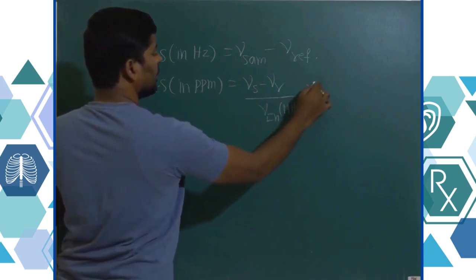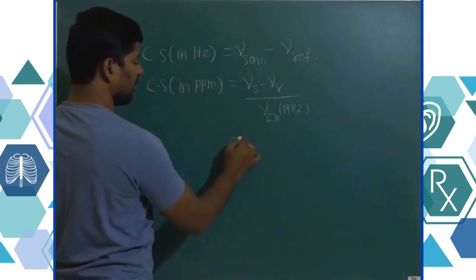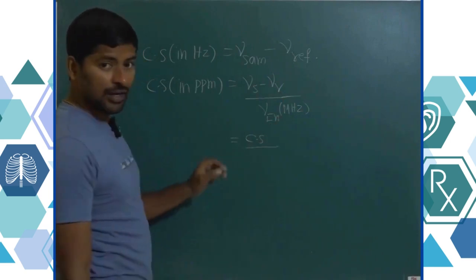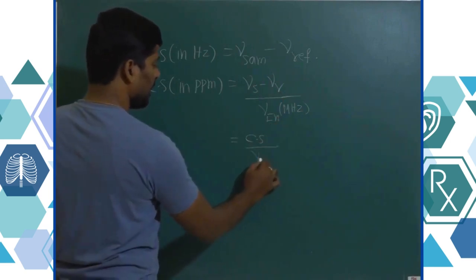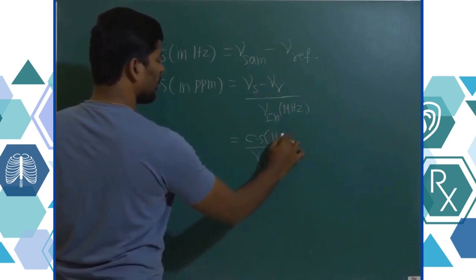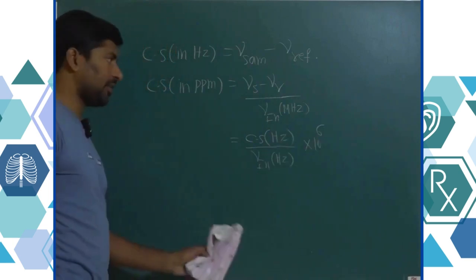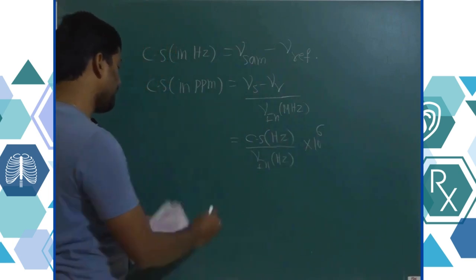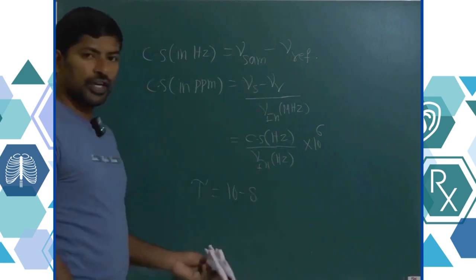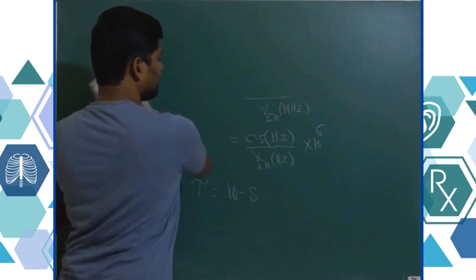Then we will get it in ppm. That is, chemical shift in hertz divided by instrument frequency in megahertz gives ppm. But if you substitute instrument frequency also in hertz, then we have to multiply by 10 to the power 6. The tau scale means simply 10 minus delta.